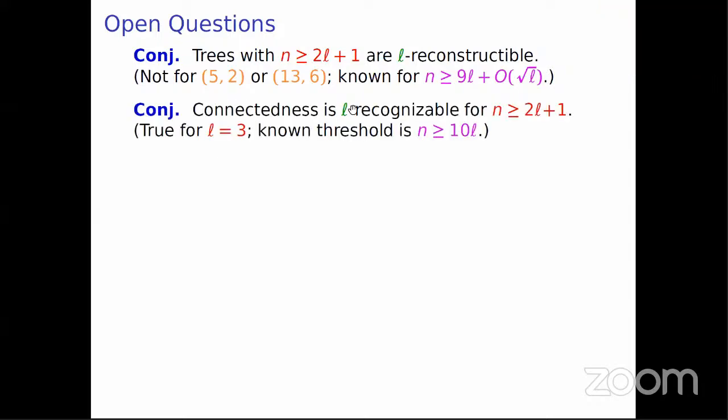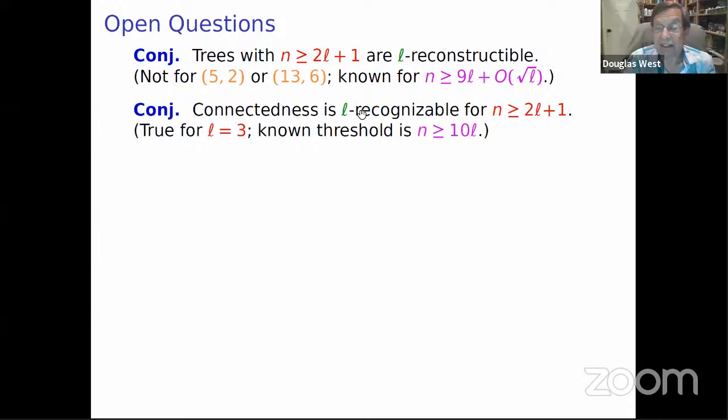The same question about connectedness: will we be able to recognize whether all reconstructions are connected or all reconstructions are not connected when n is at least 2L plus 1? This is still wide open. It's true for L equals 3, and we know that the threshold of 10L is big enough.